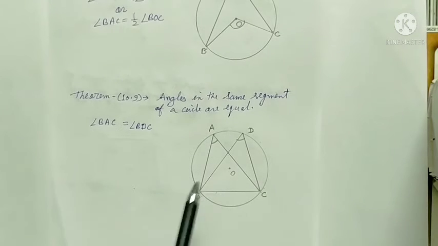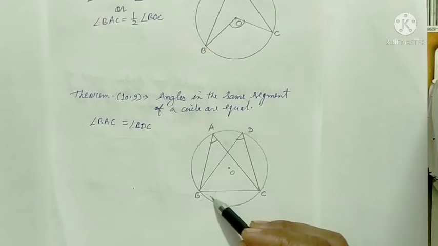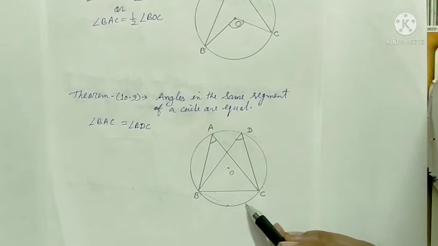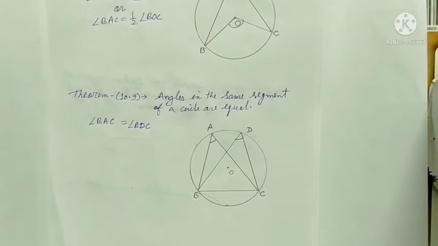So it is written here, the angles in the same segment, either major segment or minor segment. In the minor segment also you can take, if you take a minor segment this way, then angle BLC and angle BQC both will be equal. This is the major segment. So this is the theorem you should remember, because it will help you a lot in Exercise 10.5.